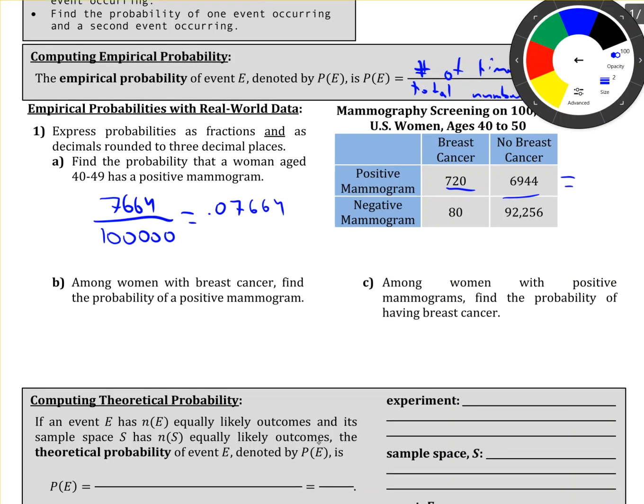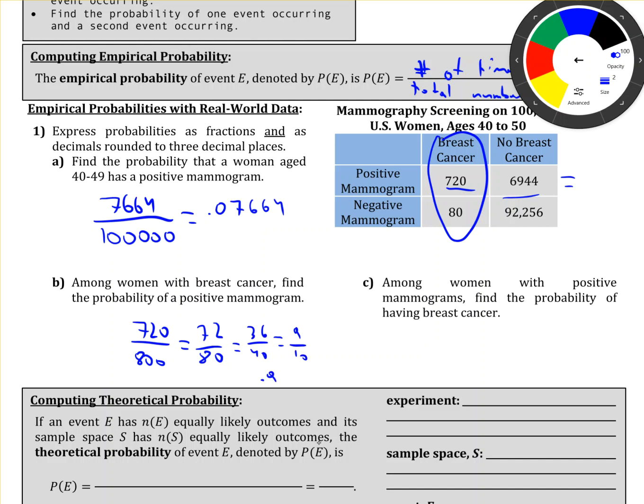Among women with breast cancer, find the probability of a positive mammogram. So with breast cancer, that's going to be looking at this column. So that's 800 is the total number of women that have breast cancer. And how many had a positive mammogram? 720. So 720 divided by 800. So that's just 72 over 80, 36 over 40. Maybe we can keep on reducing. I guess that's 9/10. So 0.9.